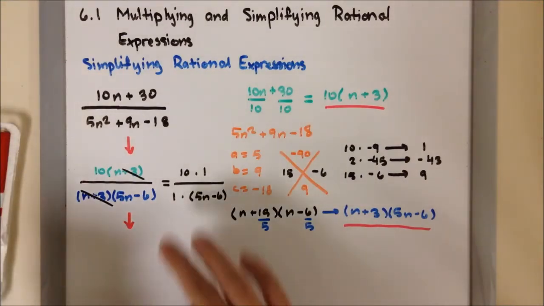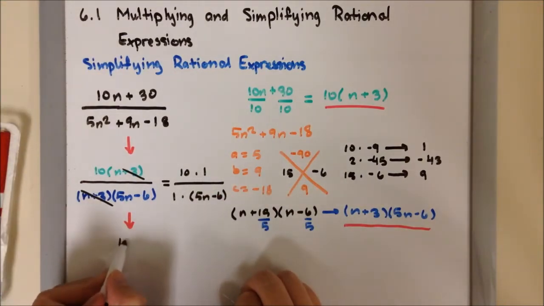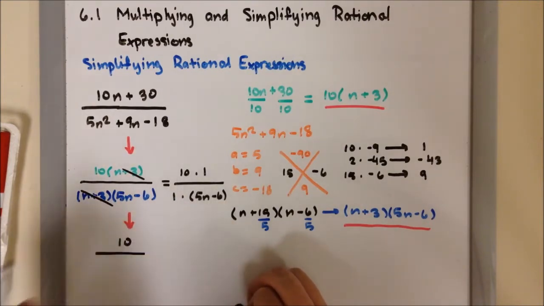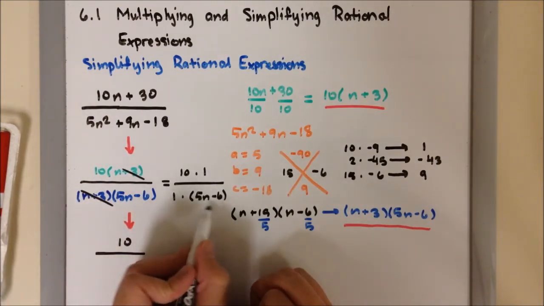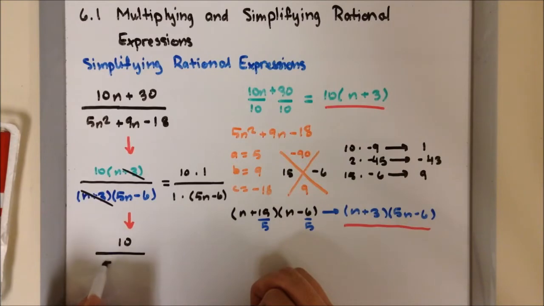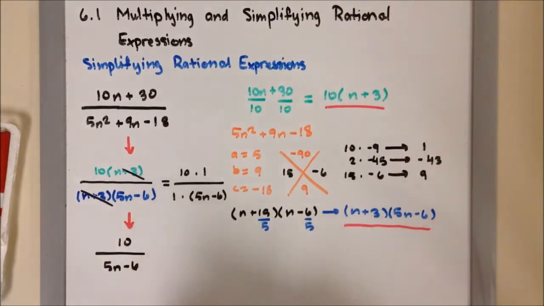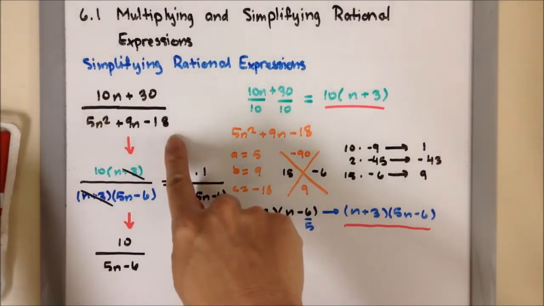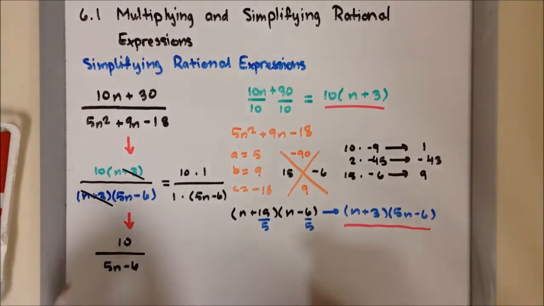Basically it would simplify. 10 times 1 is just 10 in the numerator, and then 1 times 5n minus 6 in the denominator. If it's just a single binomial, then you can write it without parentheses. And then that will be my final answer when simplifying this rational expression.